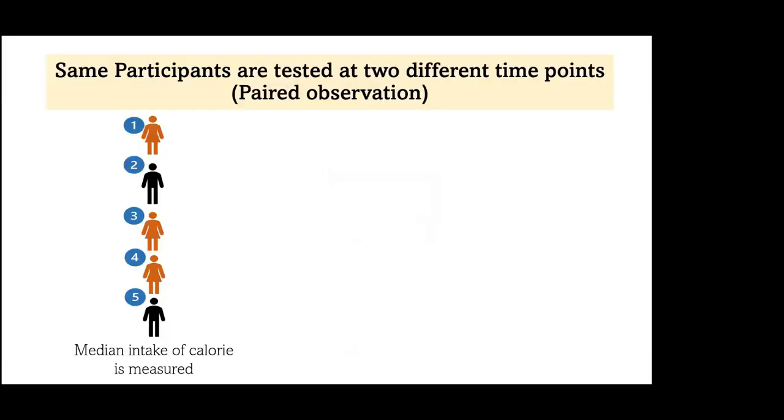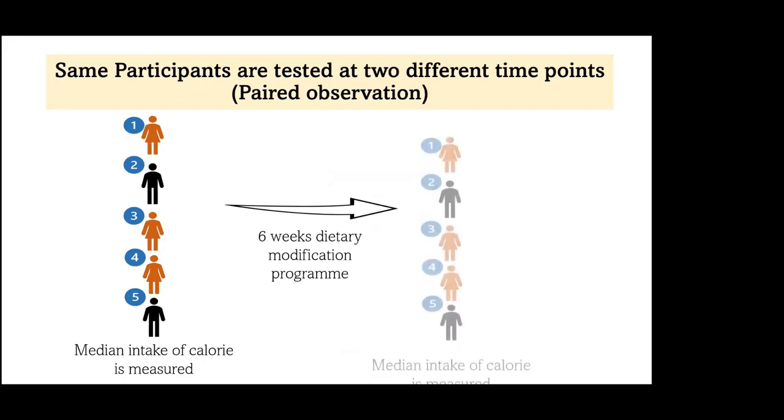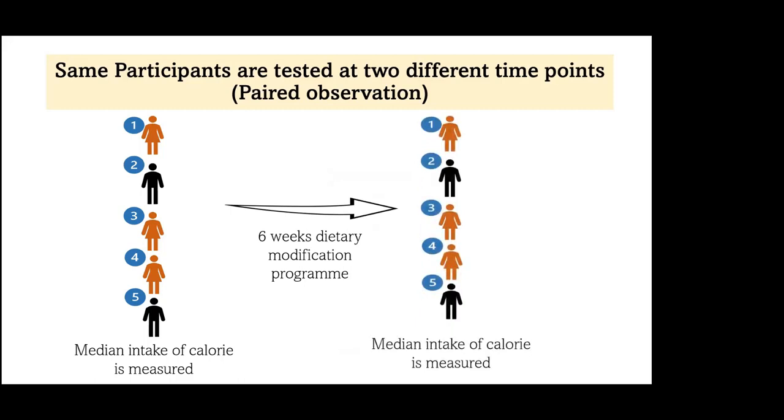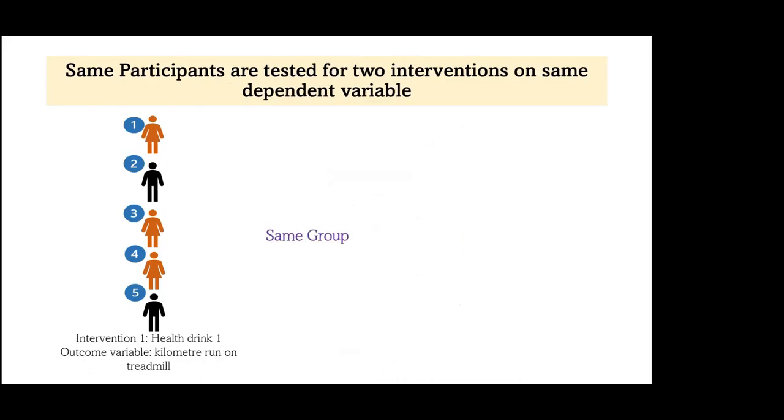So in this case, the same participants are tested at two different time points. Like these are the 5 people, the median intake of calories measured in these cases. And after 6 weeks of dietary modification program, again, you are measuring their median intake of calories. This can be one example.